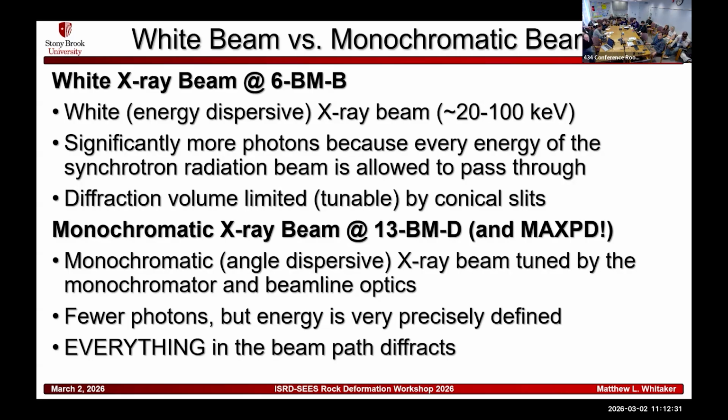Monochromatic beam, if you skip all the way to the bottom, unfortunately, means everything in the beam path diffracts. So no matter what is there, no matter where you are, it's going to show up on your detector. So that is one of the downsides. One of the upsides is that the energy is very precisely defined. So you can measure texture. There's all sorts of things that you can do with monochromatic beam that you can't do with white beam. There's all sorts of things you can do with white beam that you can't do with monochromatic beam. You're going to be doing both. So that's pretty cool.